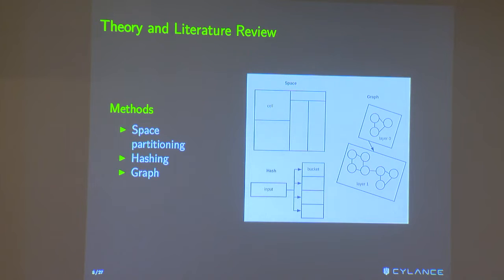So now it's time to go through a little bit of theory and literature. At a high level, I think nearest neighbor search methods can be grouped into 3 different categories. We can go with the old school space partitioning methods. There's hashing methods, which I think will be more familiar to this group. And then there's graph-based methods, which are more recent and have a lot more moving pieces.